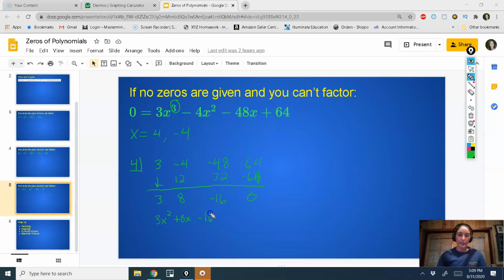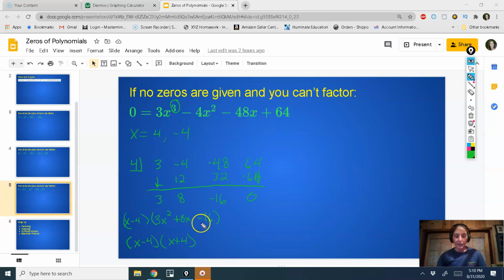minus 16, and the 0 I just used was x minus 4, right? If x minus 4 is the factor, then positive 4 is the 0, right? So that's the factor for that 0. Okay, so I have this, but I also know this, right? I know that I have another factor of x plus 4, right, from my graph.